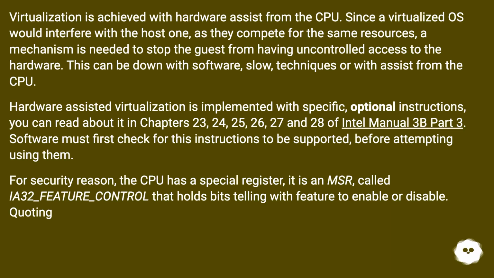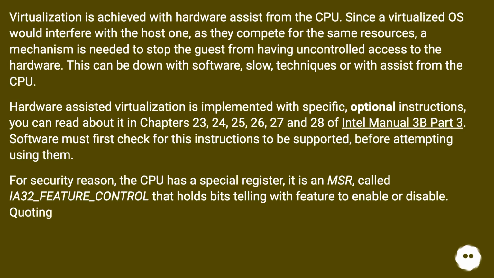Hardware-assisted virtualization is implemented with specific, optional instructions. You can read about it in chapters 23, 24, 25, 26, 27, and 28 of Intel Manual 3B Part 3. Software must first check for these instructions to be supported before attempting to use them. For security reasons, the CPU has a special register. It is an MSR, called IA32_FEATURE_CONTROL, that holds bits telling which feature to enable or disable.